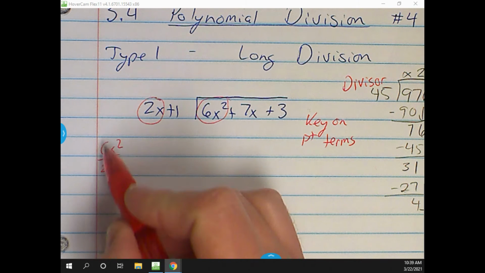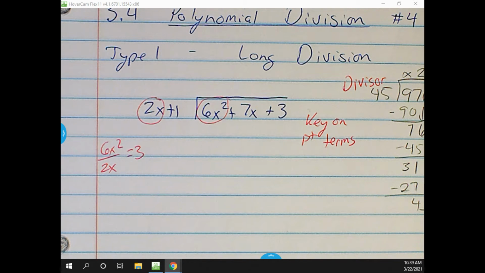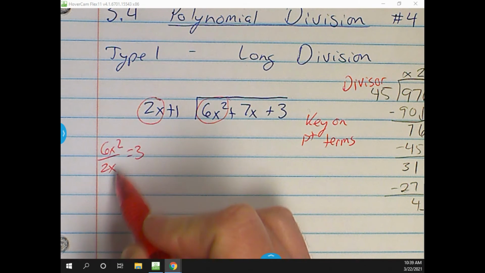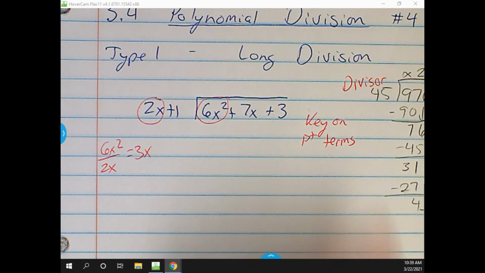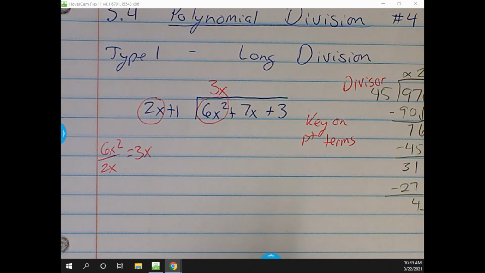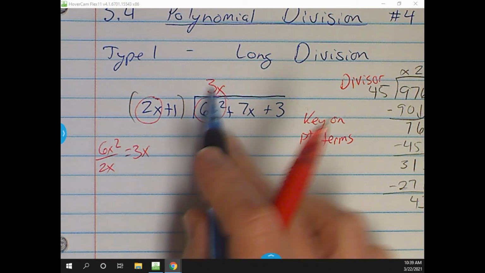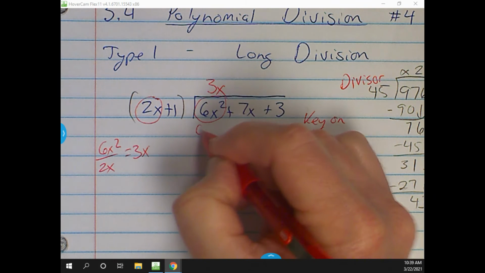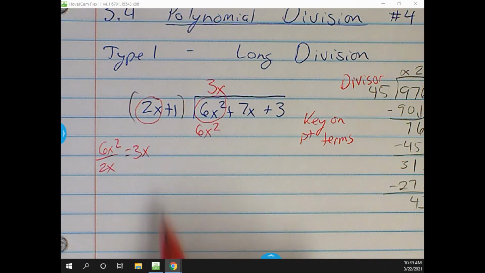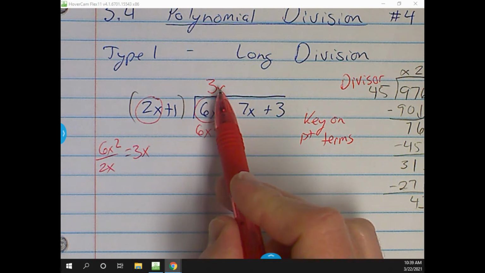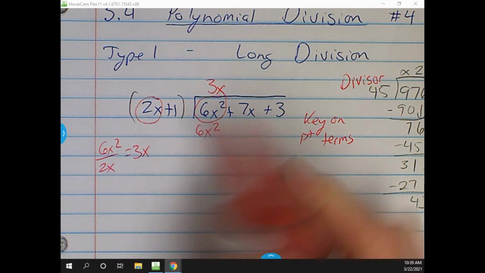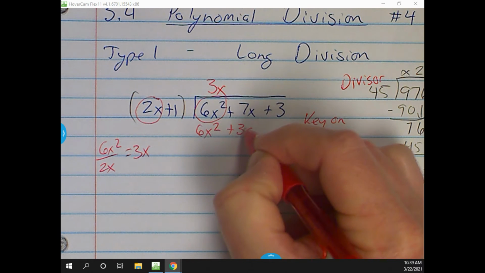If we do that, 6 divided by 2 is 3. We've got x squared divided by x, so we can knock off one of the x's, and that would be 3x. That's the first thing we'll put to start right here: a 3x. Then we're going to multiply. 3x times 2x makes 6x squared. But because it's 3x times all this, we're also going to do 3x times 1, a little distributive property. So then we'll have a plus 3x.